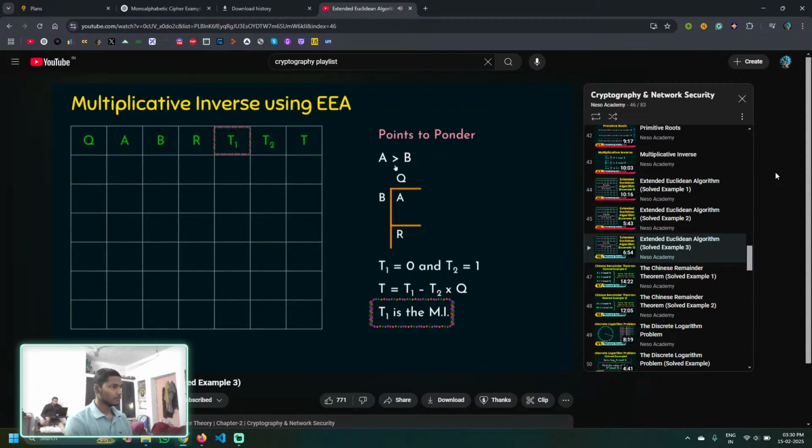So that's the first point. Then we are going to perform A mod B operation. The result of this A mod B operation will give 2 results. One is the quotient and the other one is the remainder. We are going to place the quotient here and the remainder here.